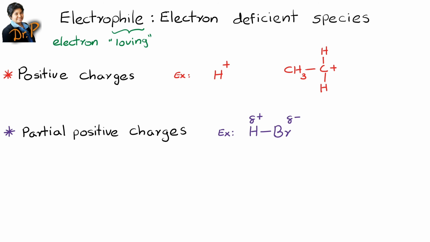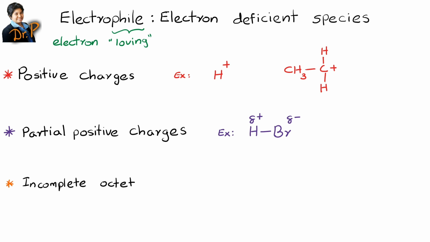So what is the electrophile in this example? Not the whole thing, it's just this portion. This partially positively charged hydrogen is going to be your electrophile. Is there anything else that can be an electrophile example?